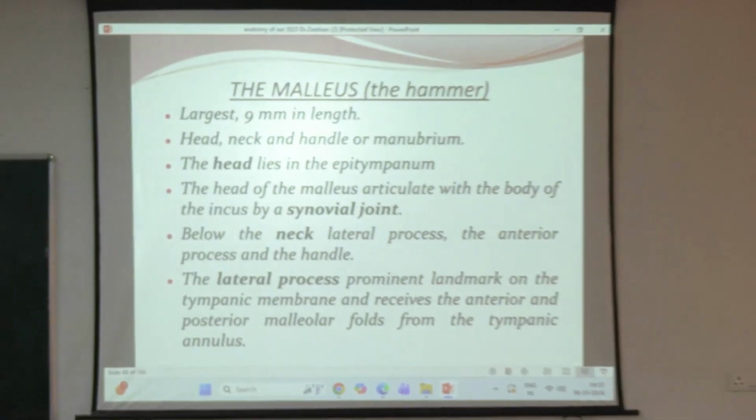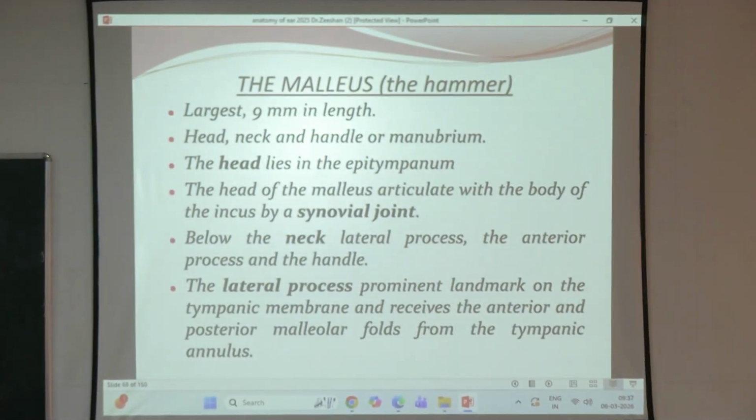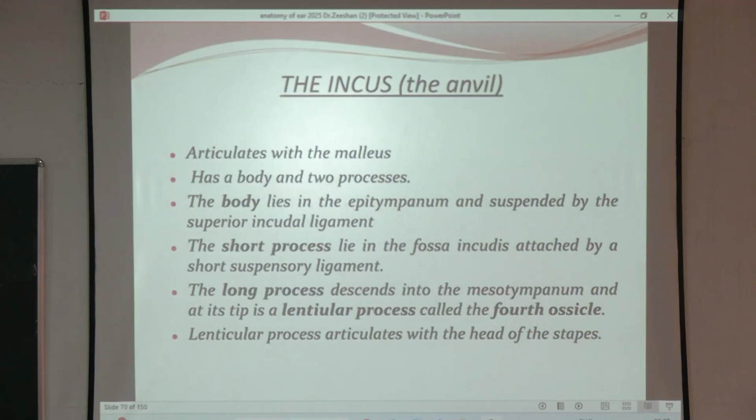The chorda tympani crosses the upper part of the malleus handle on its medial surface above the insertion of the tendon of tensor tympani, but below the neck of the malleus itself. It means the chorda tympani passes through this area, the area here. What is the chorda tympani? It is a nerve, as I told you.